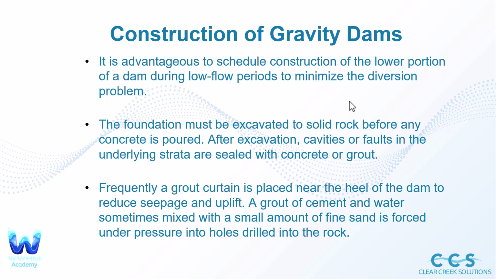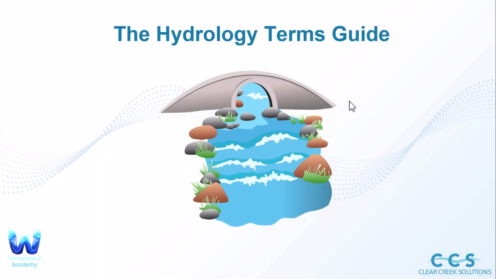After excavation, cavities or faults in the underlying strata are sealed with concrete or grout. Frequently, a grout curtain is placed near the heel of the dam to reduce seepage and uplift. A grout of cement and water, sometimes mixed with a small amount of fine sand, is forced under pressure into holes drilled into the rock.